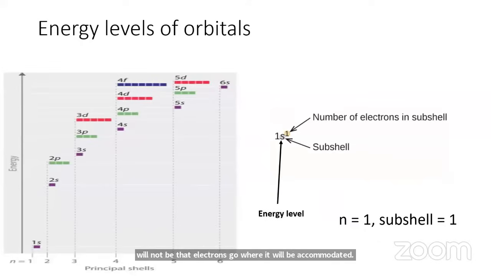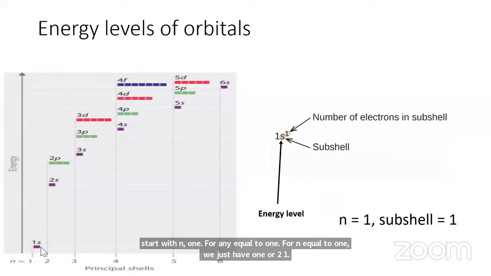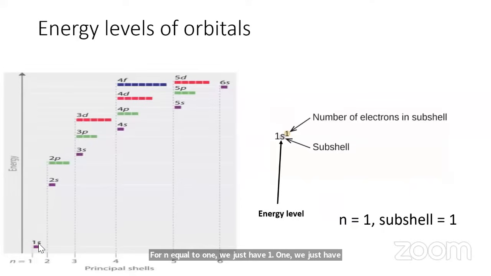Is it going to be accommodated in the 1s? Is it going in the 2s or the 2p? Because the 2s and the 2p are in the same energy level, they have the same number of n. That does not mean they have the same energy. They have the same number of n, but they have different energies. Now, this picture shows it very clearly. Let's start with n equal to 1. For n equal to 1, we just have one orbital, and that makes it easier for us. So electrons here will just be accommodated in the s orbital, and it will accommodate a maximum of 2 electrons.